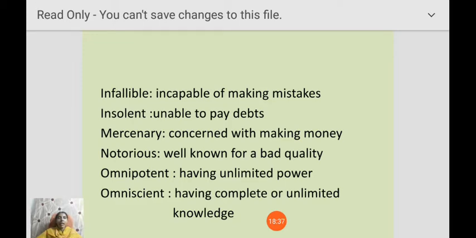Mercenary: concerned with making money. Something that is related to making money is mercenary. So all the activities, that's why we use the word merchant. Merchant means a person who does business for making money. So that's why he is a merchant, and the activities are mercenary activities.